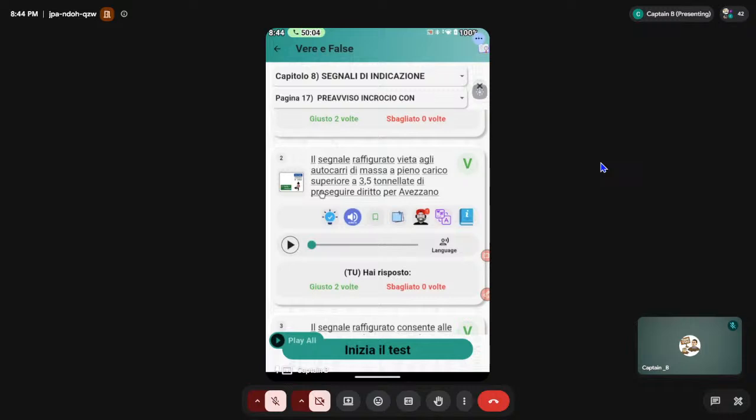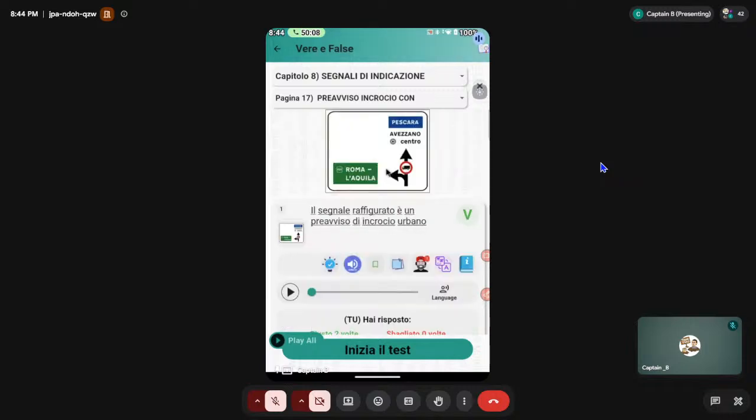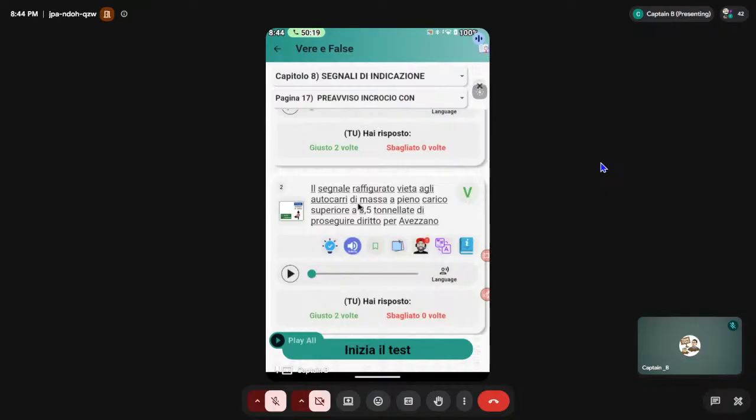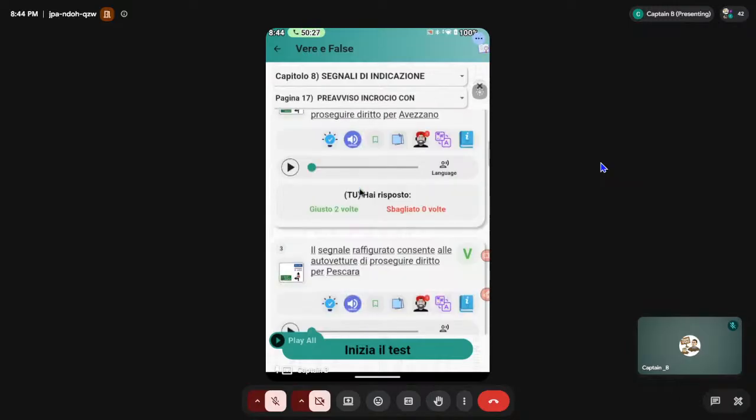So where? Dritto di Avezzano. Avezzano, there, you look at Avezzano. So a truck whose weight is more than 3.5 cannot get to Avezzano. Yes, it is true, è vero, because that road has a prohibition for trucks whose weight is more than 3.5 tons. Very simple.